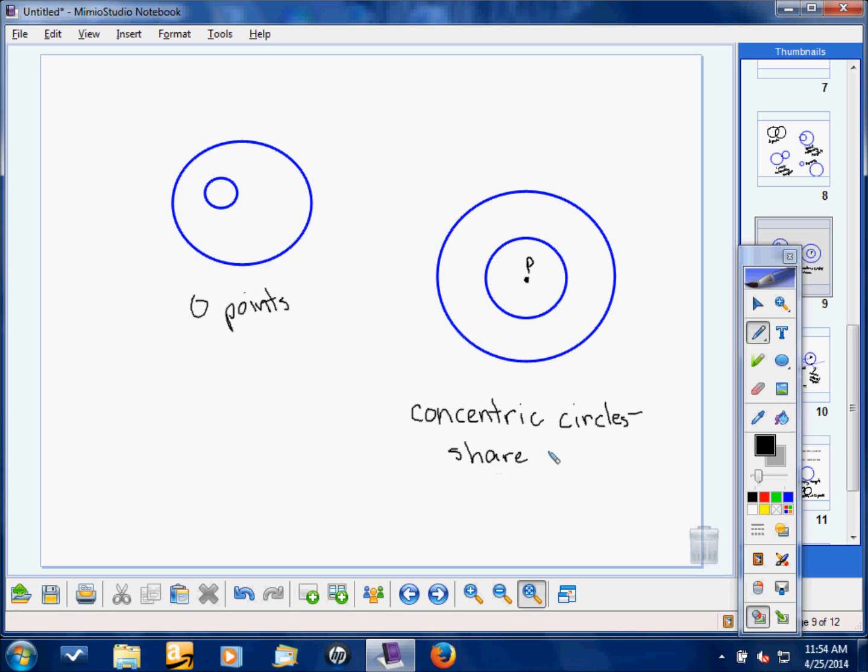Usually you think of it like a bullseye. And as we go through the chapter, we'll discover a couple of important things about concentric circles. Sharing the same center, so that's important.